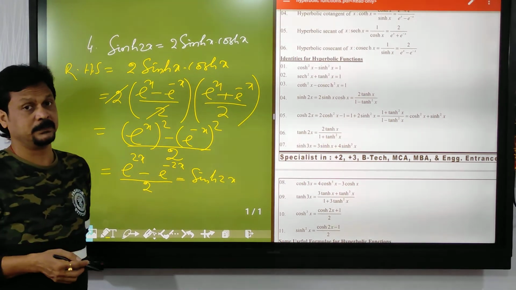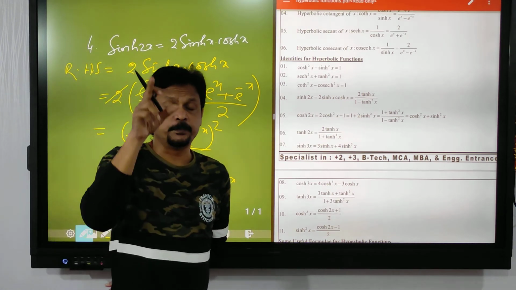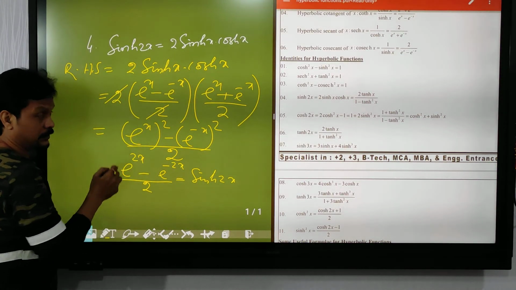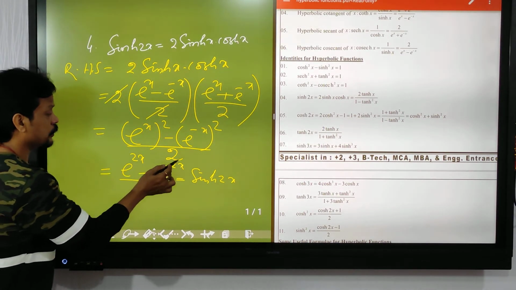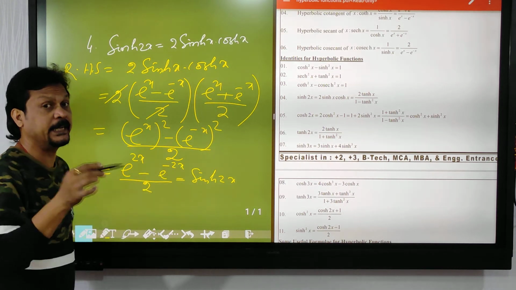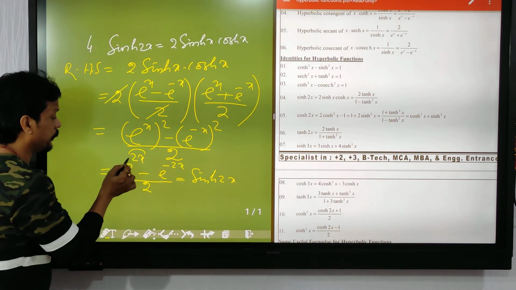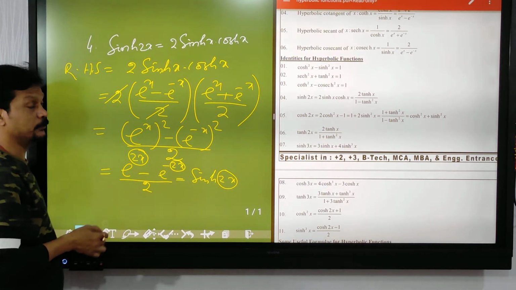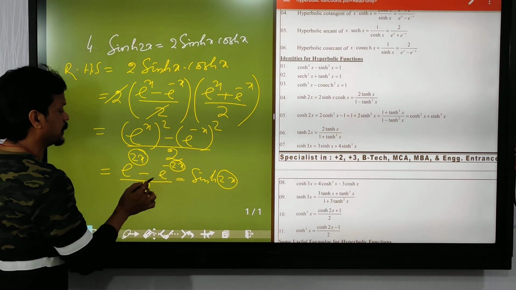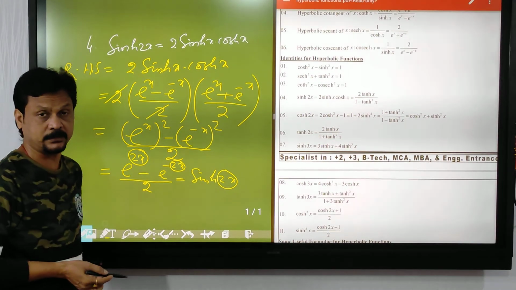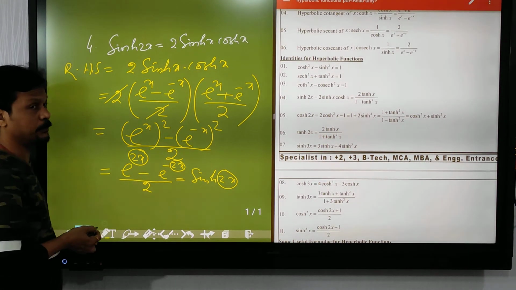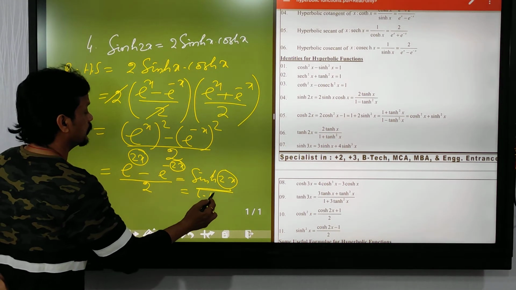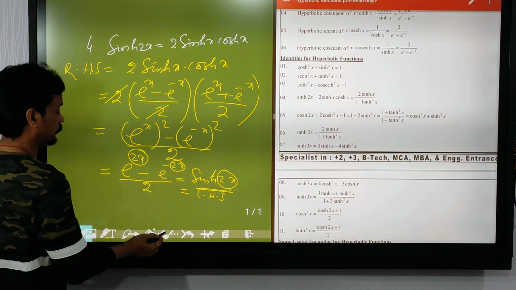Because in the case of sinh x, the power was e to the power x. If this is x, this is x, then this will be sinh x. And if the power is 2x, so this will be 2x. Because the formula was e to the x minus e to the minus x divided by 2 is equal to sinh x. And here, in place of x, I have written 2x, so it becomes sinh 2x, which is your LHS. Clear?